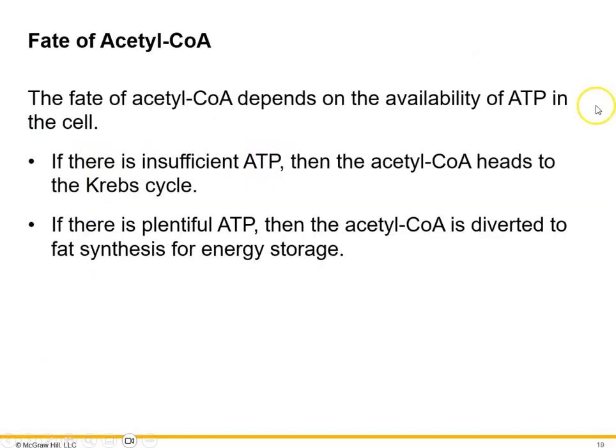As we mentioned, the fate of acetyl-CoA is going to depend on how much ATP we already have in the cell. If there's not enough ATP, then acetyl-CoA is going into the Krebs cycle. If we have a whole bunch of ATP, then acetyl-CoA will be sent to fat synthesis so that we can store energy for another time.